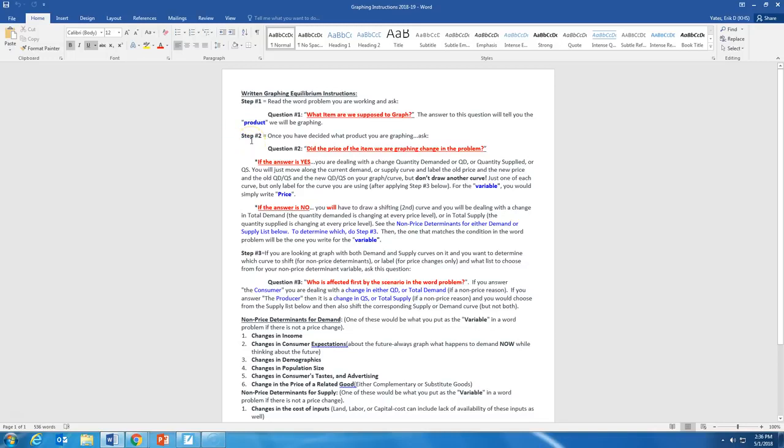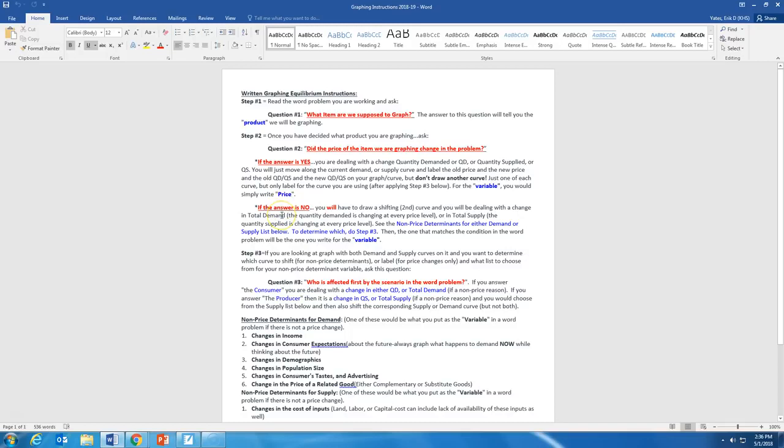What item are we supposed to graph as we read these word problems? And the second question, did the price of that item change? If we say yes, we're dealing with a change in price for our variable. We will not draw a shifting second curve, and we'll just be dealing with a change now in quantity supplied.